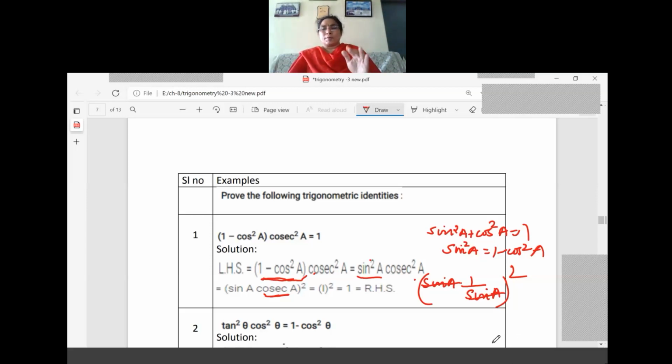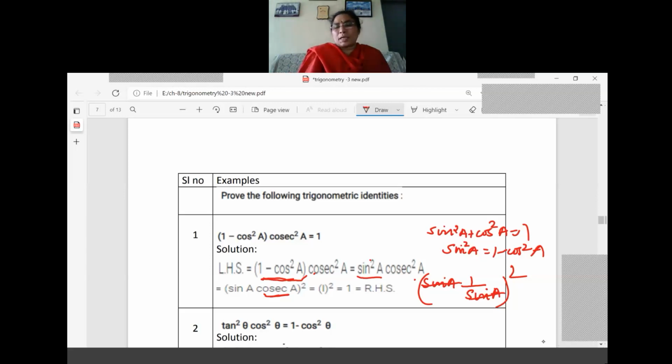That is why from the beginning onwards I told you to learn all the things. 1 minus cos square A into cosec square A equal to 1. How can we write that one? That is the LHS. What is RHS here? 1. We should prove that LHS equal to RHS only. What is LHS? 1 minus cos square A into cosec square A.